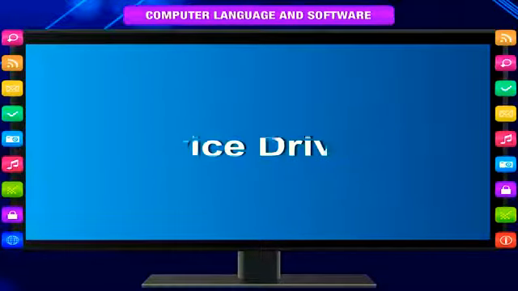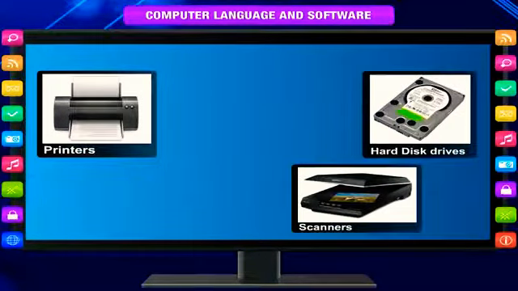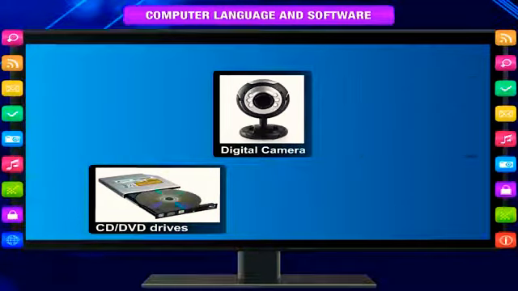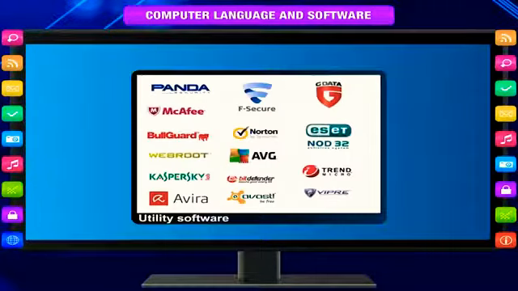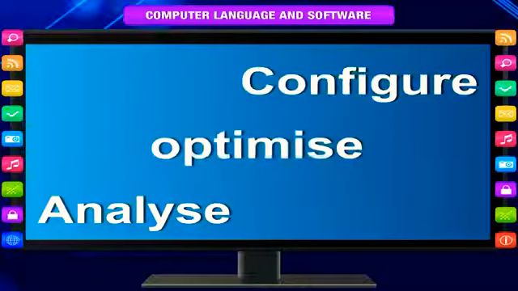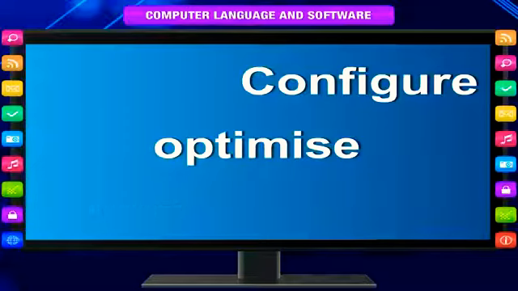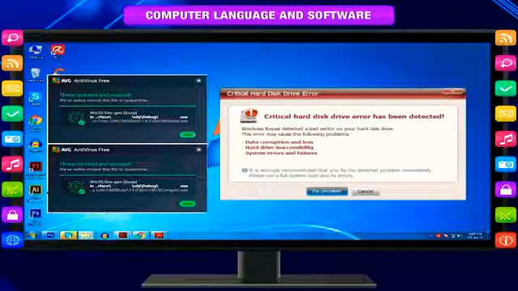Device drivers. Device drivers are the software used to control printers, scanners, hard disk drives, CD or DVD drives, digital camera, etc. Utility software. Utility software is a system software designed to help analyze, configure, optimize, or maintain a computer. Like all other system software, utilities focus on computer-centric tasks such as blocking viruses or diagnosing hard disk errors instead of document production or accounting.